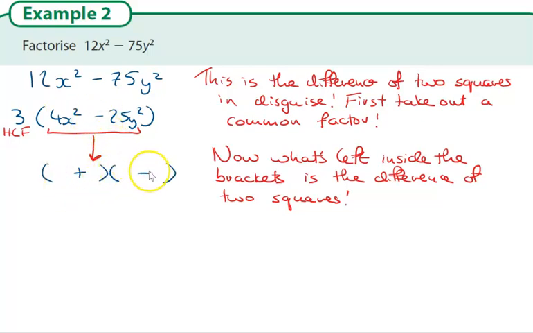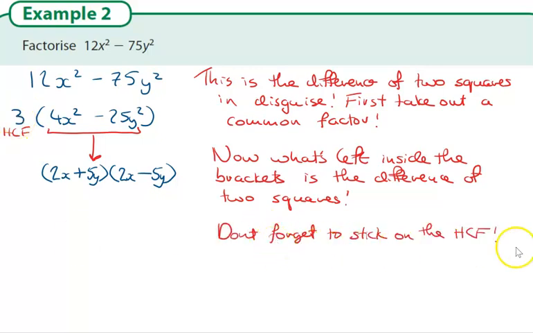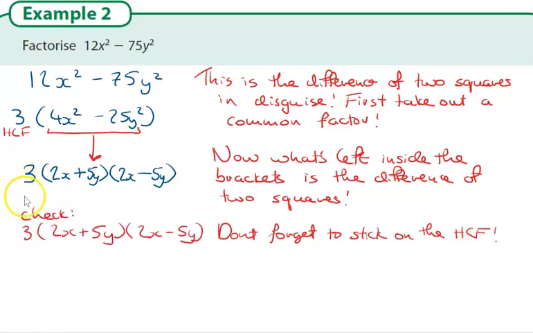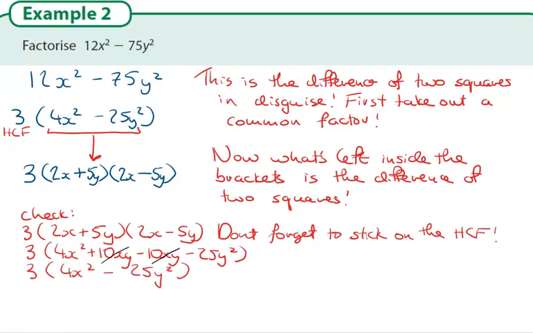So we're going to have two sets of brackets, one's a plus and one's a minus. We get the square root of 4x squared, which will be 2x, and that goes in the front of both brackets. And the square root of 25y squared is 5y, so that goes in the back of both brackets. We can't forget about the 3 that we had up here. Don't forget to stick on the highest common factor. So we stick on the 3. We can't forget about the 3. So we check by multiplying out the brackets. And we get back to the start, so we know we're right.